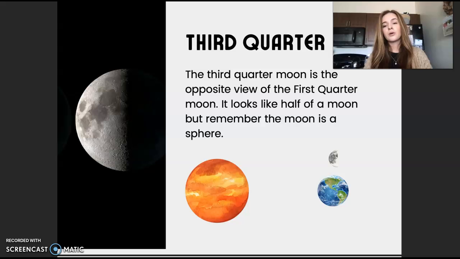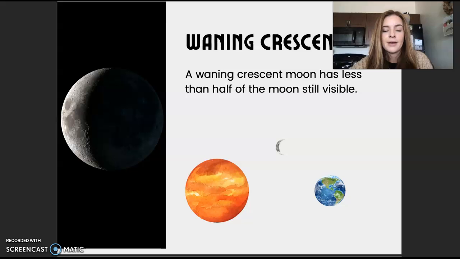Then there's the third quarter moon, and it looks like a half moon again. So you can tell that we're going in a giant circle. This is when you can see the half moon on the left side. So there's a big shadow on this side, and that's why we can't see it. And then the last one that we're going to talk about is the waning crescent, and it looks like a small little sliver of the moon on the left side. And it's because the sun is creating a shadow again.